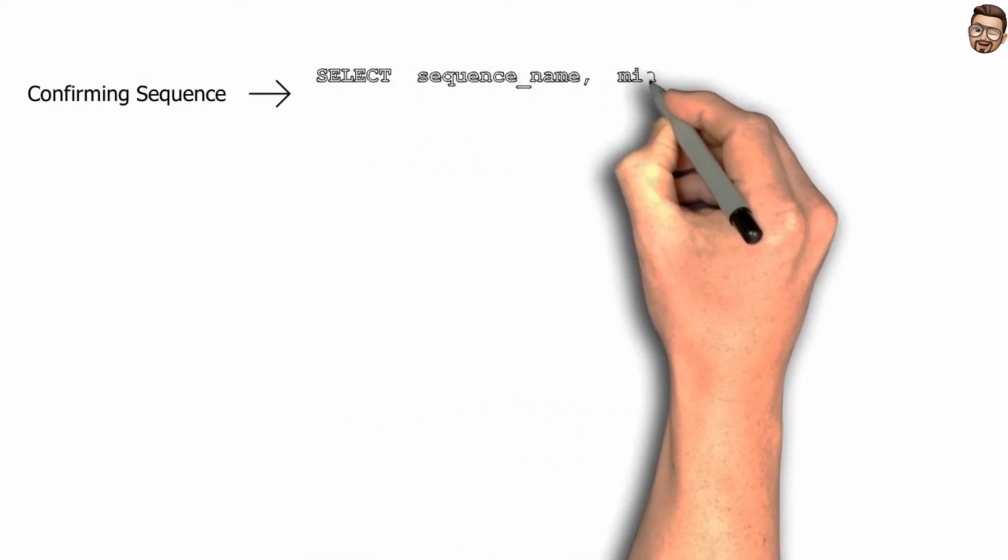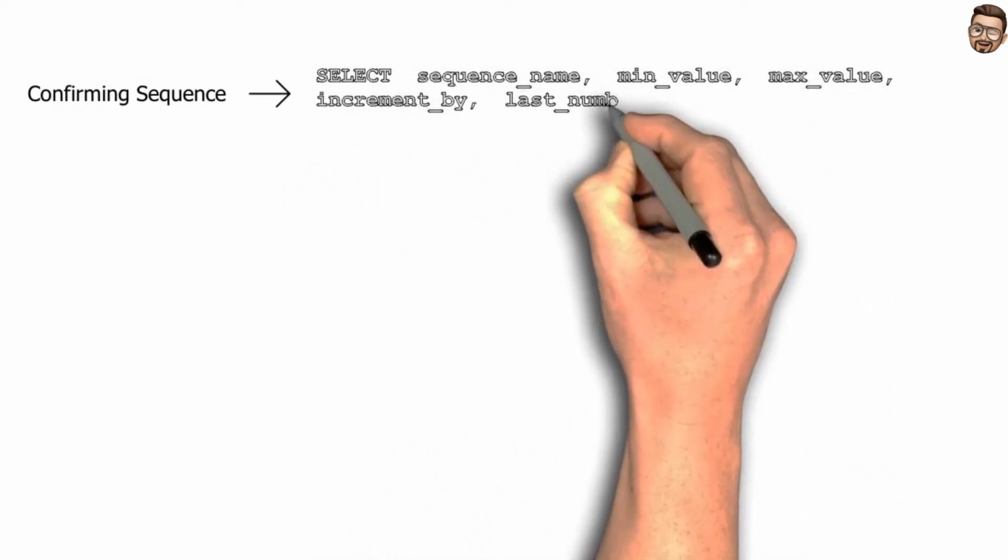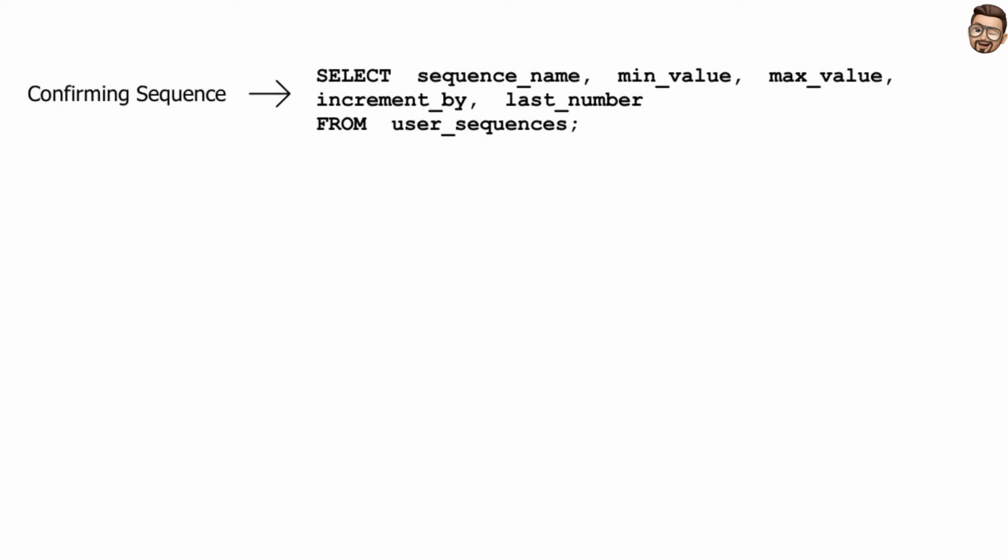To verify that a sequence was created, query the user object's data dictionary. To see all of the sequence settings, query the USER_SEQUENCES data dictionary as shown on the screen. SELECT sequence_name, min_value, max_value, increment_by, last_number FROM user_sequences. Then you can see all of the sequences in your schema.